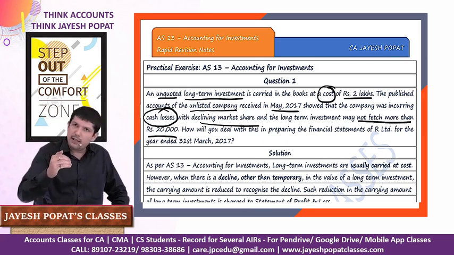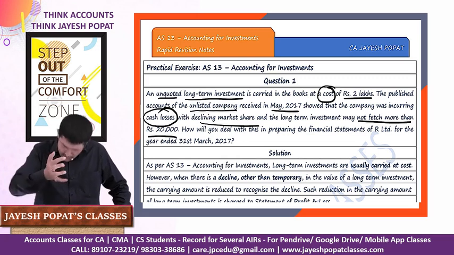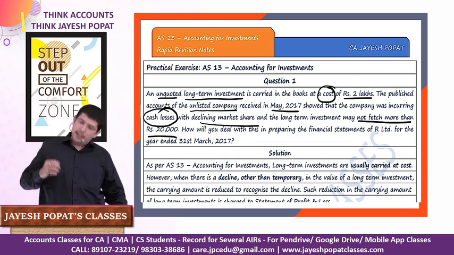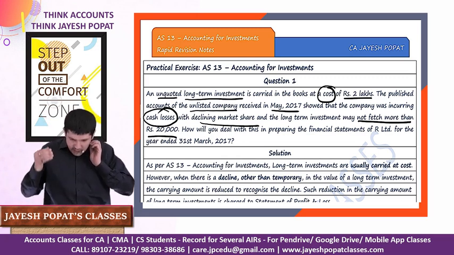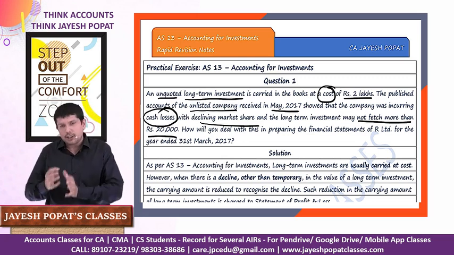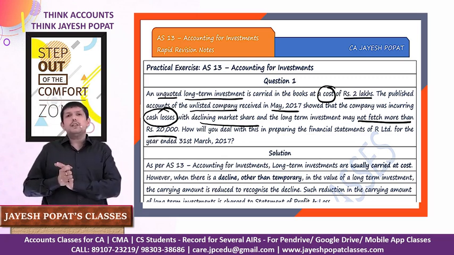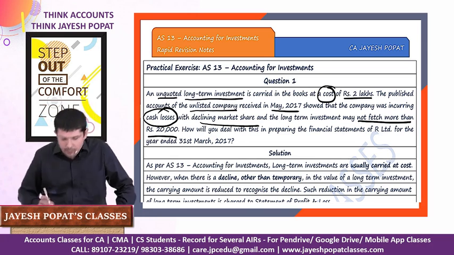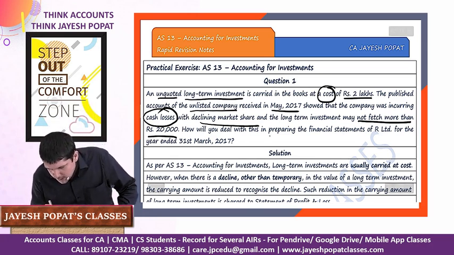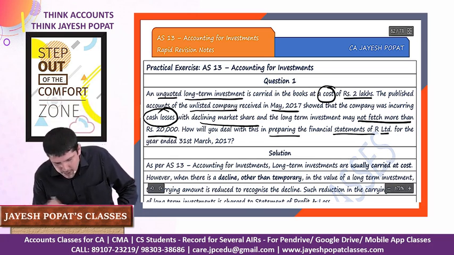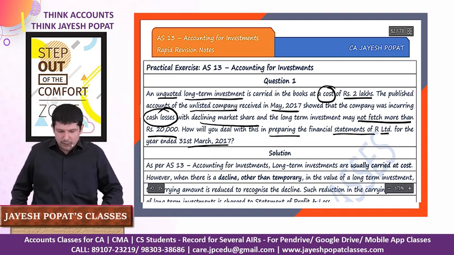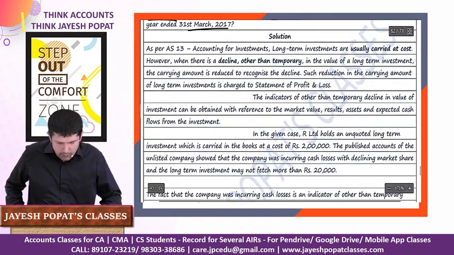We bought it for 2 lakh, our cost is 2 lakh. But currently if we go and sell this investment, it may not sell for more than 20,000. So there is an impairment, or a probable loss, to the extent of 1,80,000. How will you deal with this in preparation of financial statements of R Limited for the year ended 2017? So we'll have to provide for this loss.